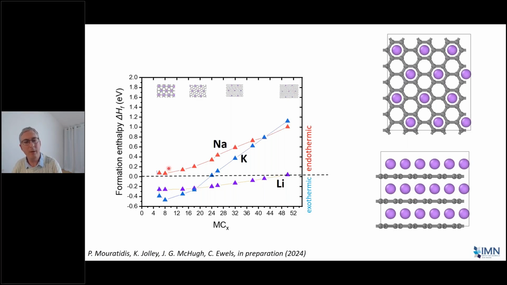Sodium here is endothermic, so it's above the line. So sodium doesn't like to go between the graphite layers, and that's the reason that it's very difficult to make sodium-ion batteries, at least with graphite electrodes, much as we'd like to. And potassium does under certain concentrations. So lithium, okay between the layers, sodium not.